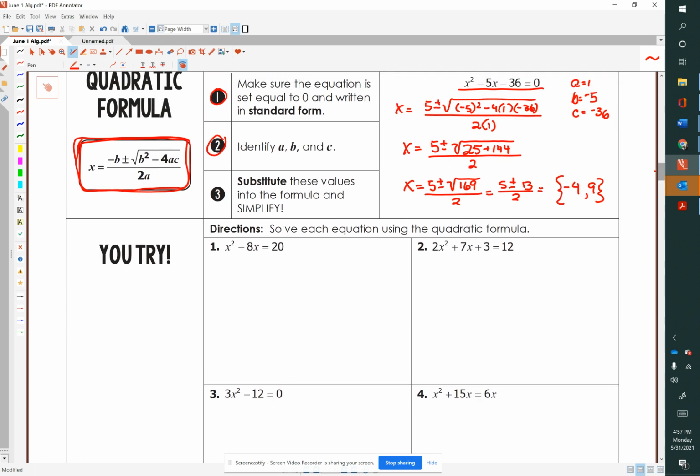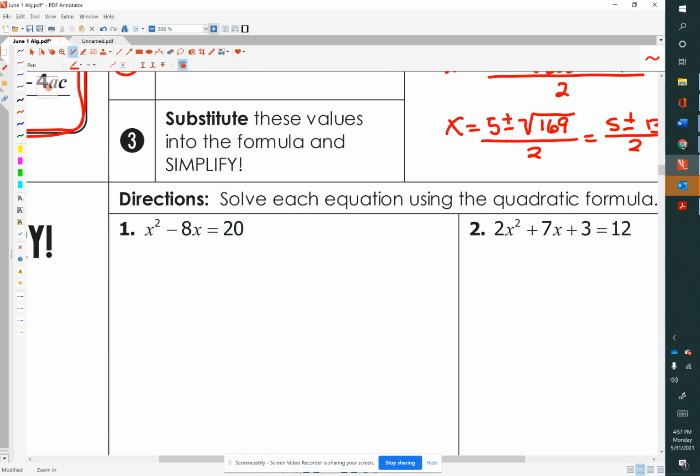Let's do some of these problems together. I think I'm going to make the page a little bit bigger, to give us a little more room to work. Our a value here is 1. Let's make my line a little thinner. Our b value is negative 8, and our c value is negative 20, because we have to put this in standard form. So it's negative 20. All right, now we'll substitute.